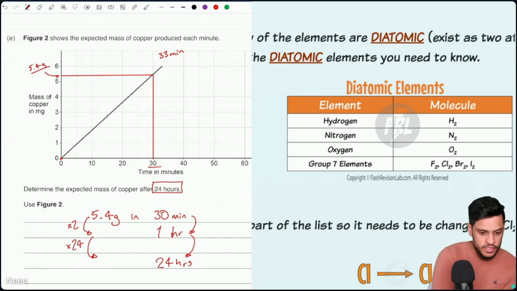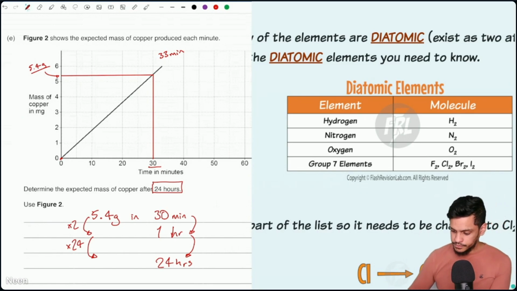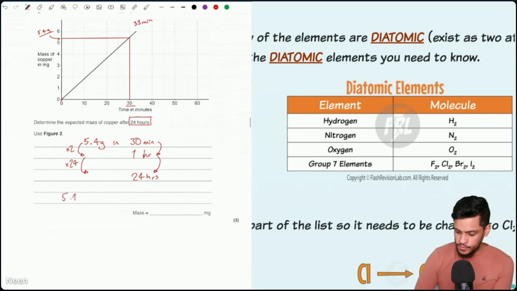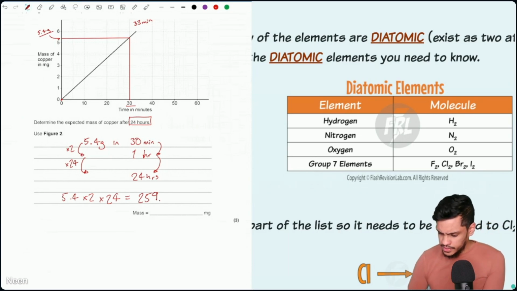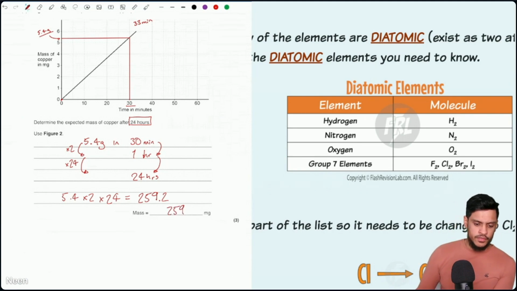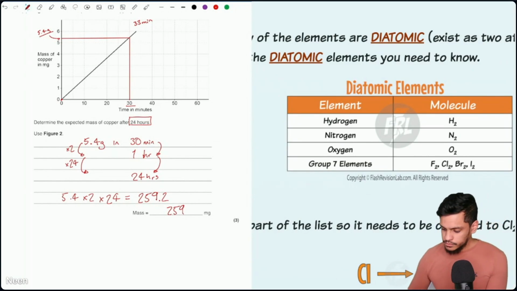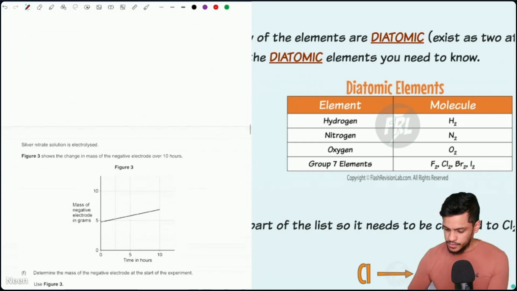Anyone got an answer? Someone got 259. Yep, 259 is correct. Well done. You do 5.4 times by 2 times by 24, and you get 259. Lucy, you got 2592. I think you must have multiplied by 10 somewhere. 259 is good. Okay, let's move on to the next one.